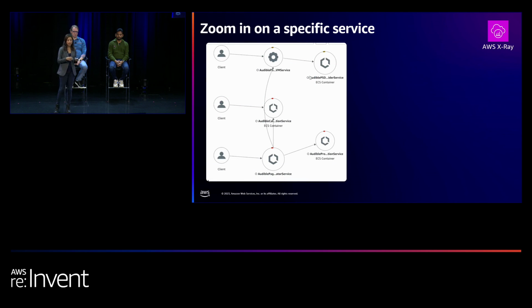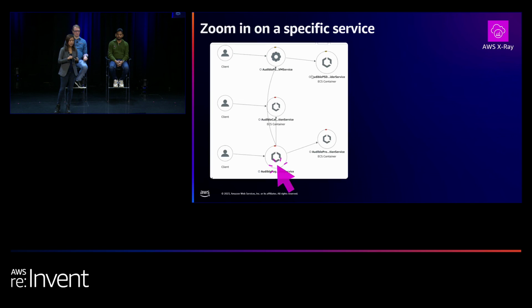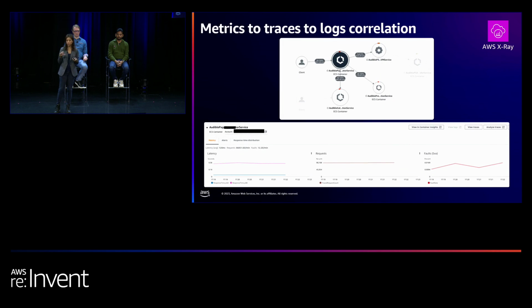So let's go back. You're able to see the service node that has that error. So we click on that service node, and then it brings us to this view. What it helps you do is correlate your metrics to your traces. You're able to see your trace map, and you're able to see your metrics at the bottom.